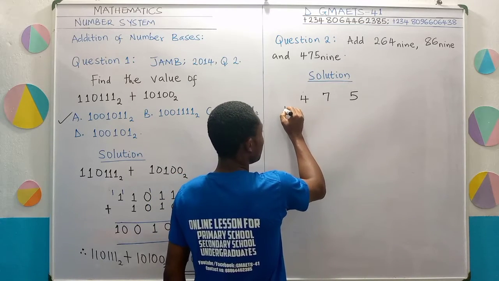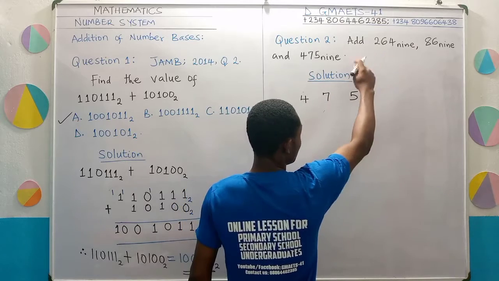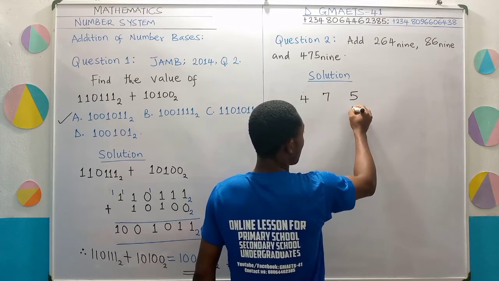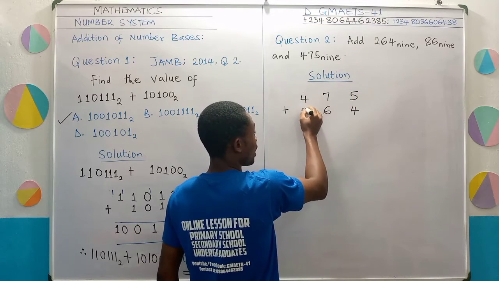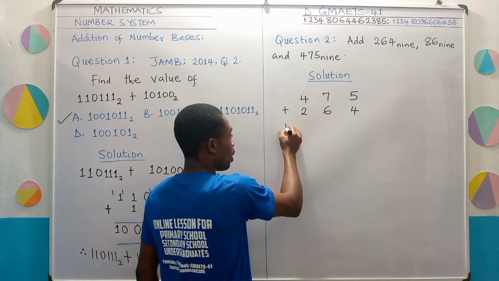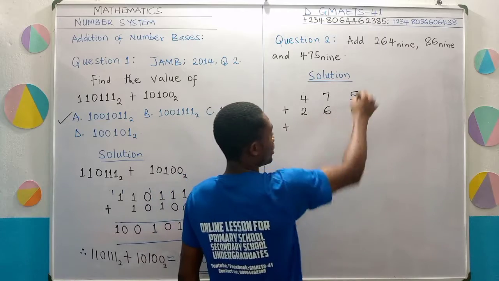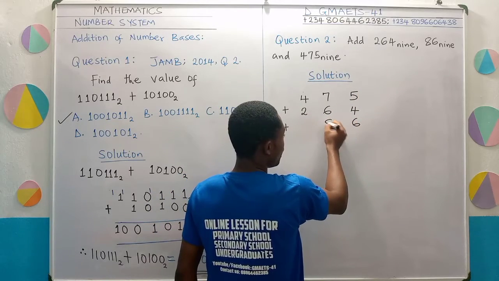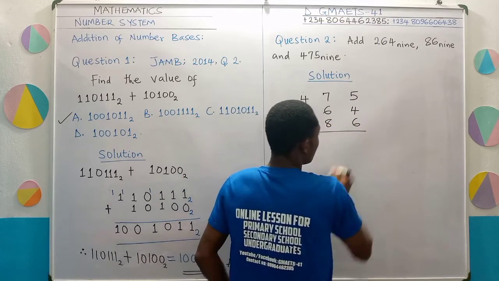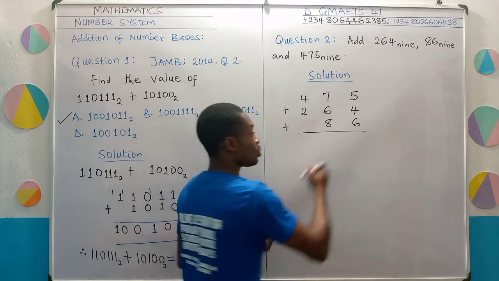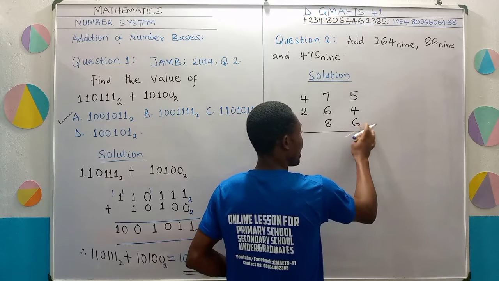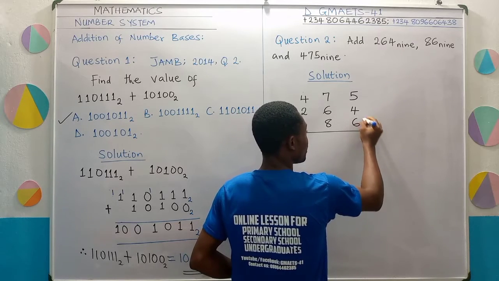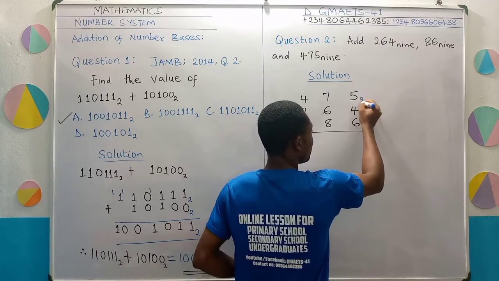Now you are adding 264. So the 4 will come under units, 6 will go under tens, then 2 will come under hundreds. Then plus 86, 6 will come under units, 8 will go under tens. Remember that all of these are in base what? 9. Alright, let me put the 9 in figure. Base 9, base 9, base 9.